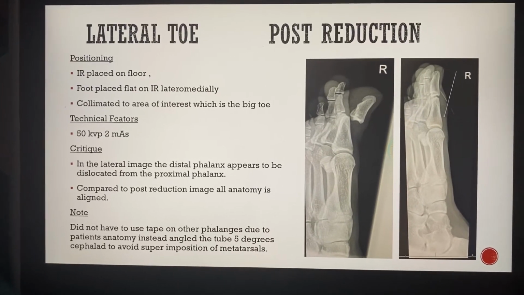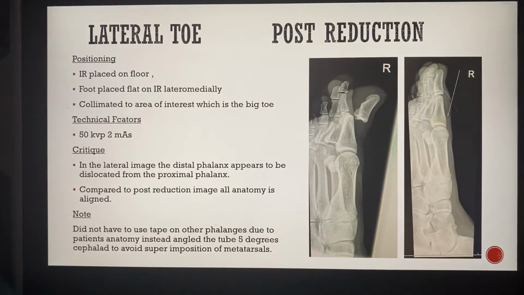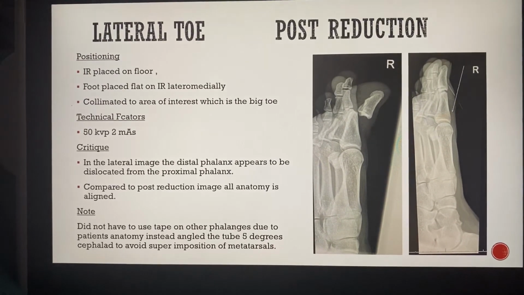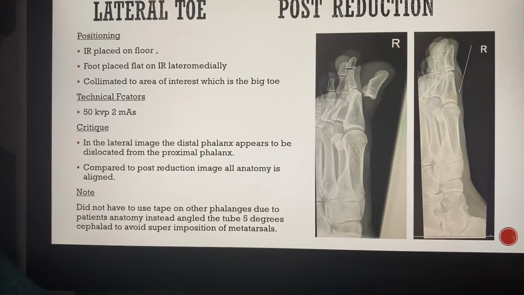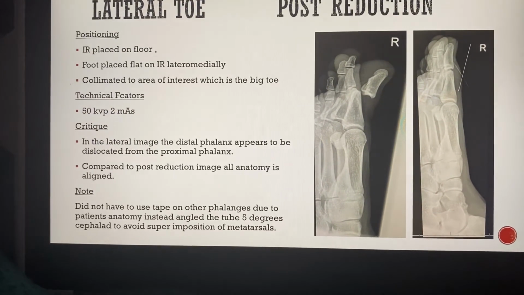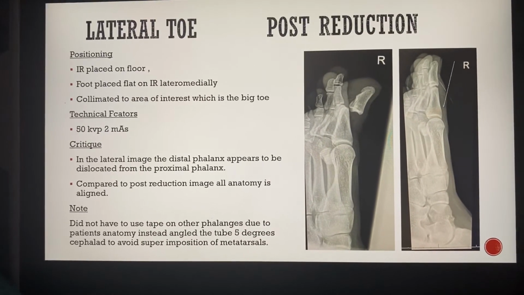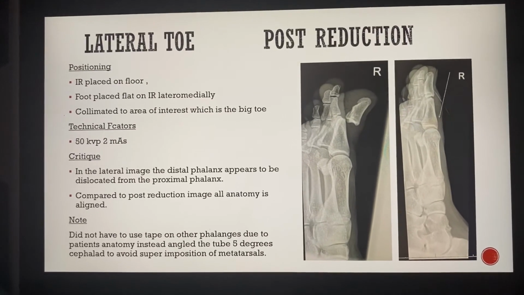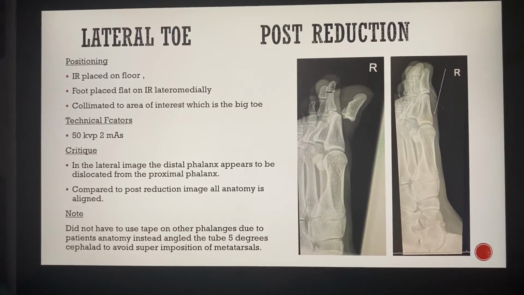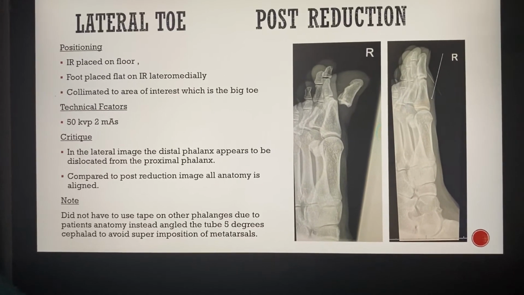My critique is that in the lateral image, the distal phalanx appears to be dislocated from the proximal phalanx compared to the post-reduction image. All anatomy is aligned. The only thing I did a little differently was that I didn't use any tape on his other phalanges due to the patient's anatomy. Instead, I decided to angle it 5 degrees cephalad to avoid superimposition of his metatarsals, so you can see the dislocation better in the first image. And in the last image, I did not bother to angle. I just did a regular lateral toe.